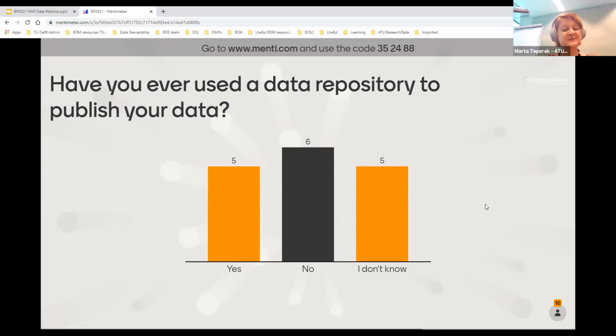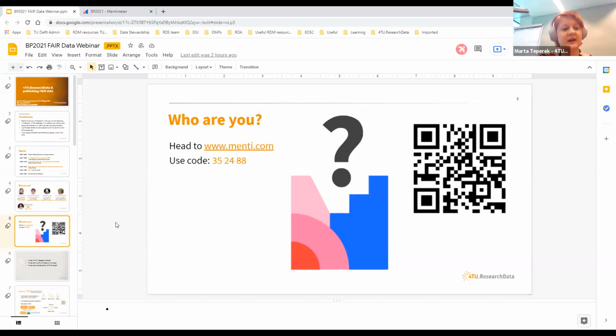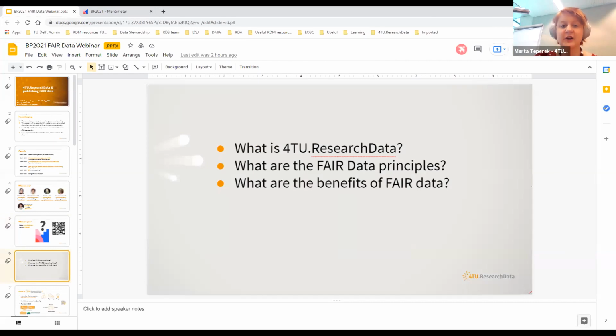And by the end of today's presentation, you will know a little bit more about data repositories and what they can be useful for. So I will stop sharing the Mentimeter slides. Now we'll come back to that at the very end of the presentation. And now I would like to share with you a couple of slides.